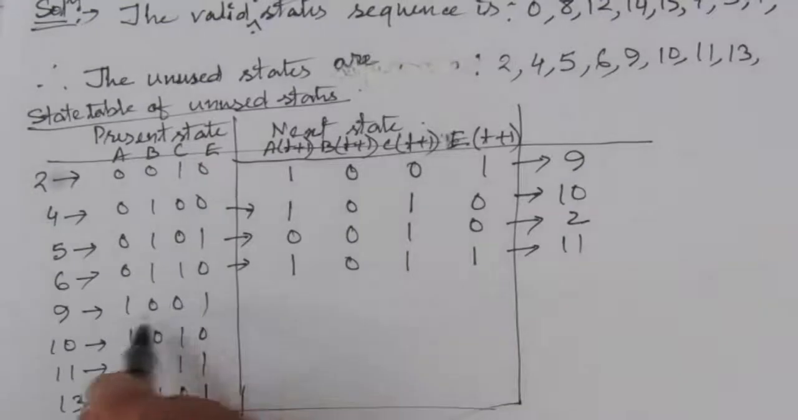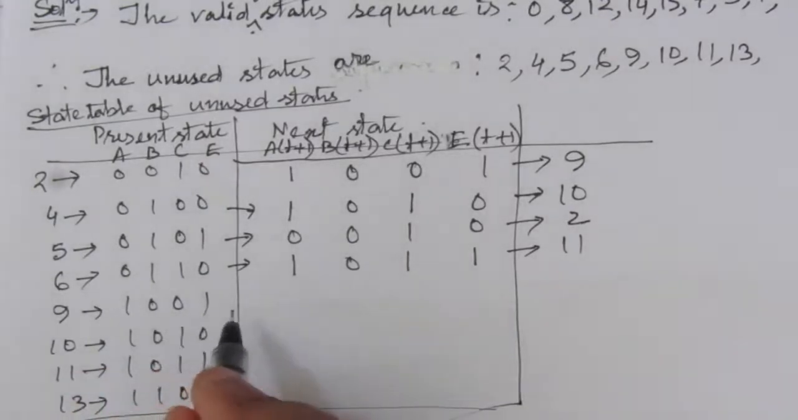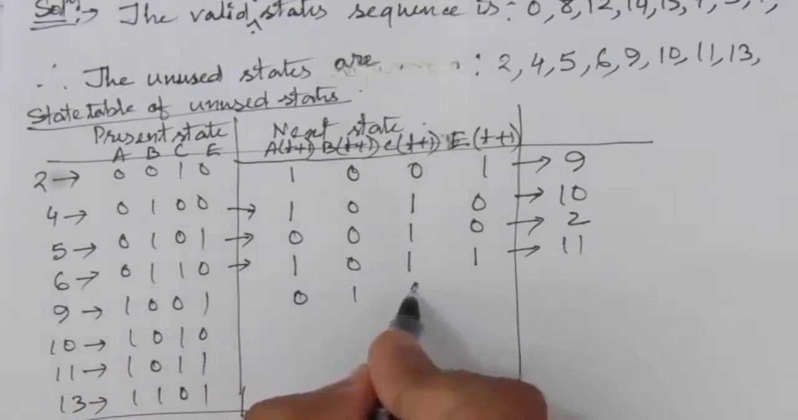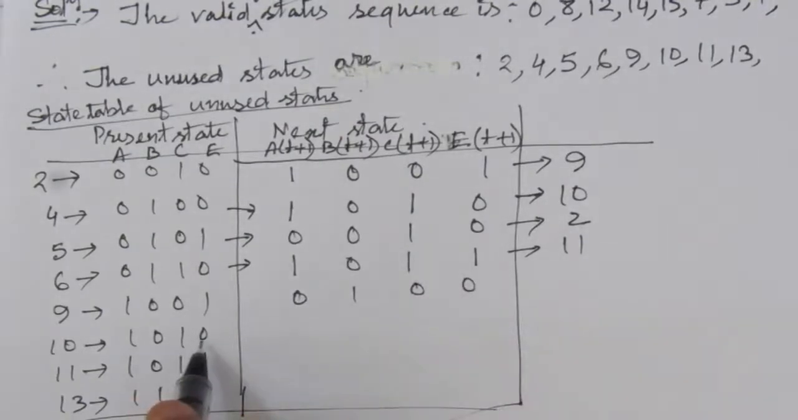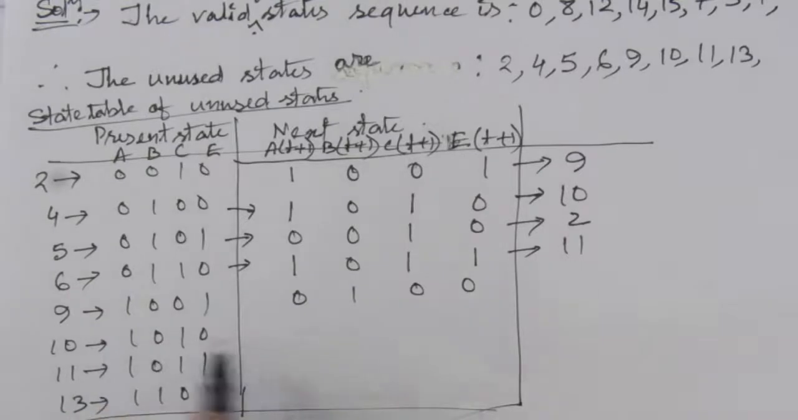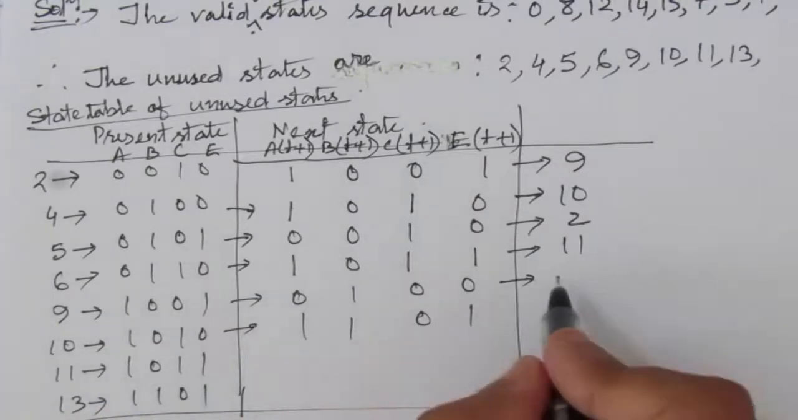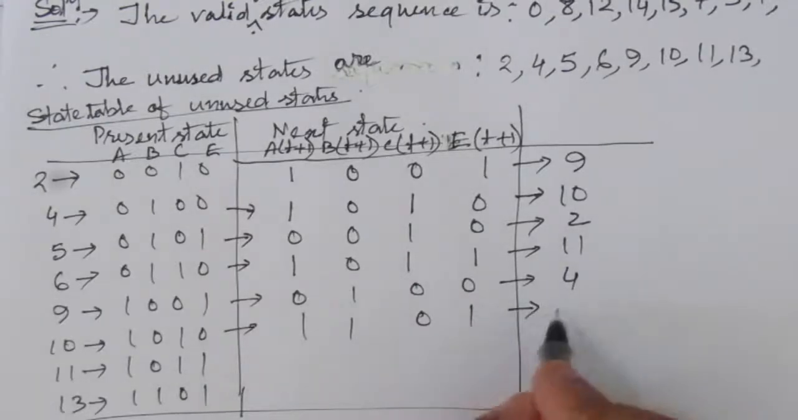So when you have 9 as the present state, what will be the next state? This E is 1, so E complement will be 0. So here we'll have 0, 1, 0, 0. Next we have E is 0, so E complement will be 1. So we'll have 1, 1, 0, 1. So this one is nothing but 4, and then this one is 13.